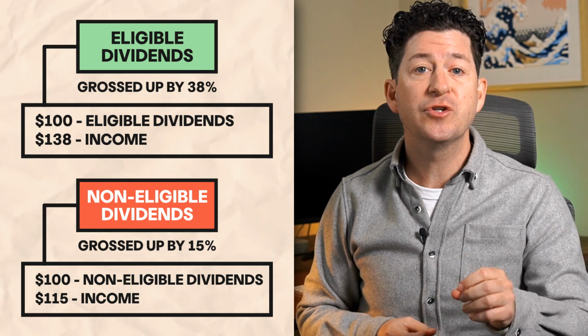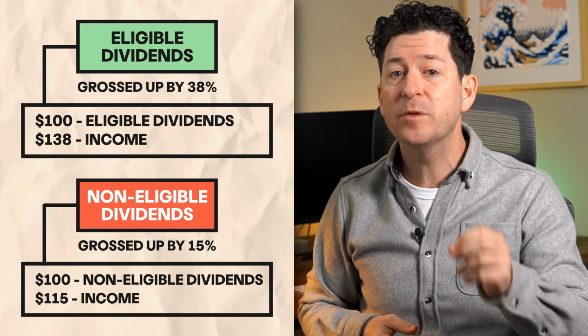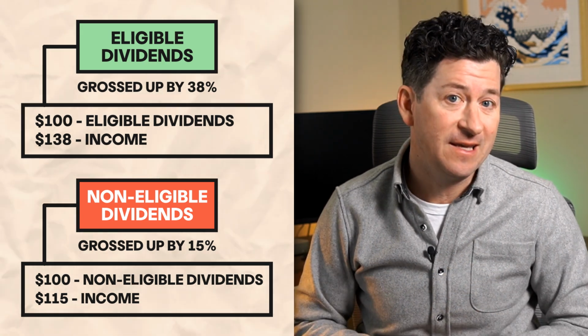This gross up ensures that dividends are taxed as if you were receiving the corporation's pre-tax income. Now, once the gross up amount is included in your taxable income, the dividend tax credit comes into play. It reduces the tax owed on that grossed up amount. There are two parts to the dividend tax credit.